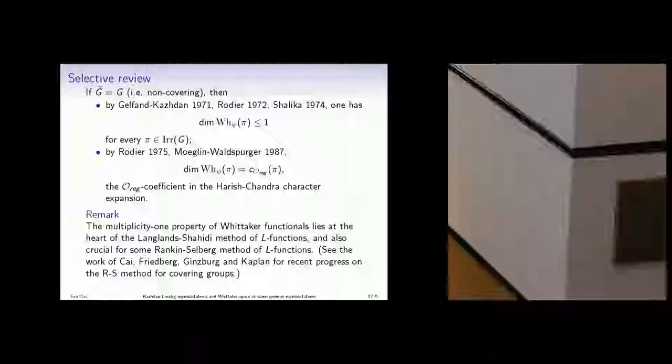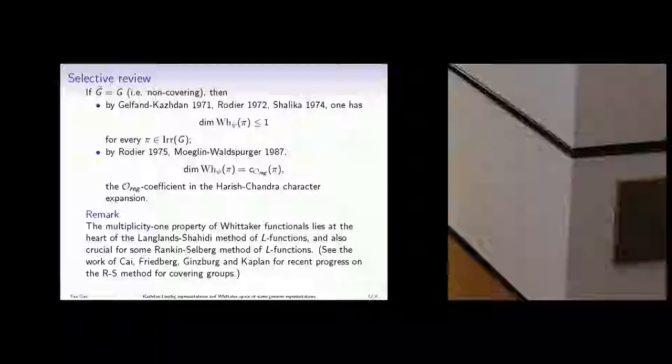But in any case, first of all, in the linear case, if you just look at n equal to 1, so it is the linear group, then we know this multiplicity. We know the dimension is always bounded above by 1, which is a good thing. Now, we also know, by the work of Rodier, I think back 40 years ago, that this dimension is actually the coefficient of the maximum. If you look at the Harish-Chandra character expansion, the coefficient in front of the regular, maximum unipotent orbit is exactly this dimension of the functionals.